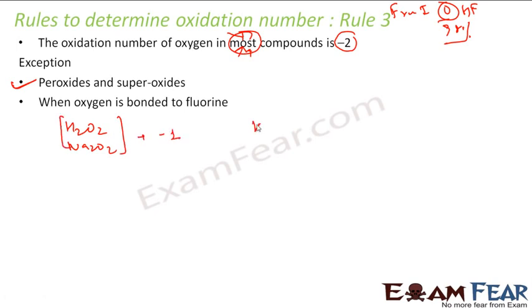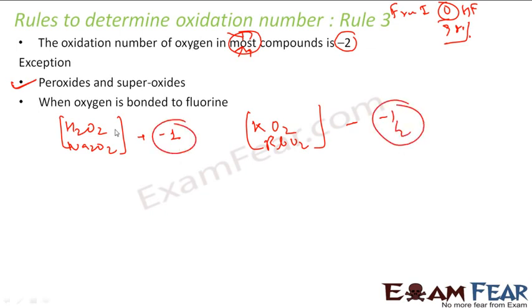For superoxide, if you see KO2, RbO2, in this case the oxidation state is minus 1 by 2. So you have to remember this. It's a very rare scenario. Peroxide is minus 1, superoxide is minus 1 by 2. Also when it is bonded with fluorine it is different. For example, if it is OF2, it is plus 2. If it is O2F2, it is plus 1.